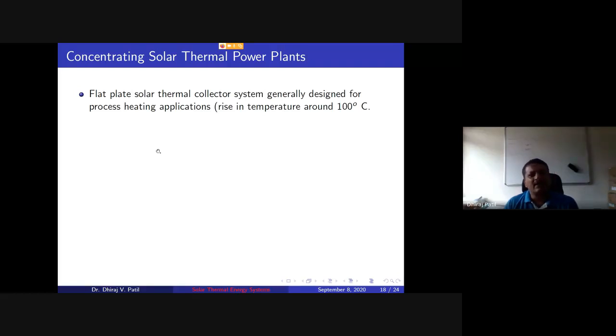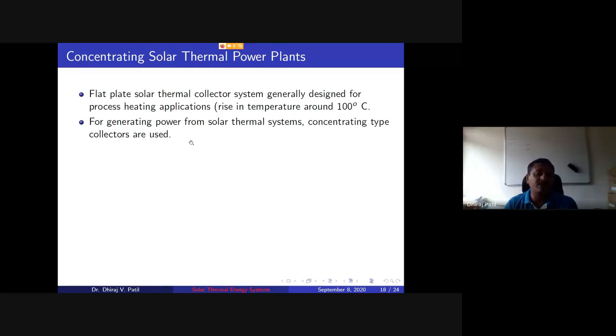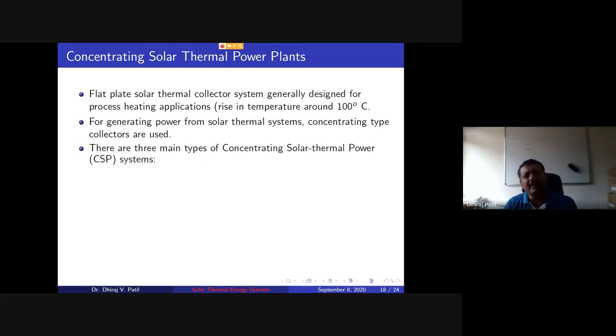There are concentrating solar thermal power plants, where the rise in temperature for the flat plate was around 100 degrees centigrade, but for power plants we require more than this. We know that in the Rankine cycle, the higher the temperature, the more the efficiency. So for generating power from solar thermal systems, concentrating type collectors are used.